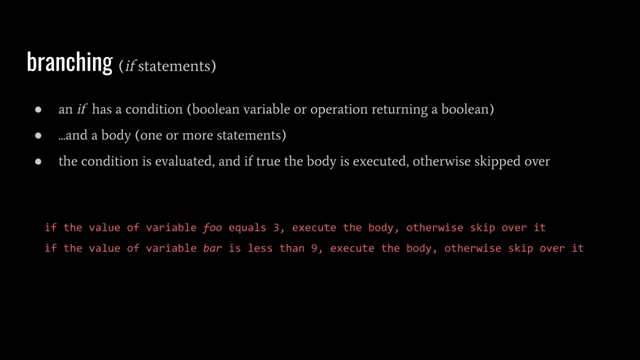For another example, you can have a relational test operation. You can test if the value of variable bar, say, is less than the value 9, and if so, the body of that if will execute, otherwise it'll be skipped over.